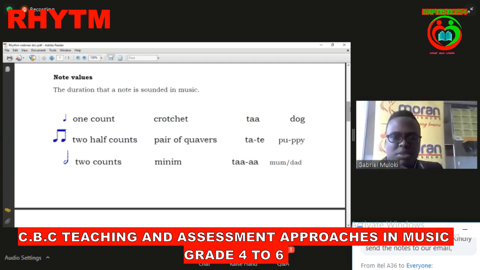We move on to the next rhythm, which is a pair of quavers. With a pair of quavers, we have divided the crotchet into two equal half beats. Now we have two half beats. In the French rhythm, they will use the words ta te, ta te, ta te, ta te, ta te.